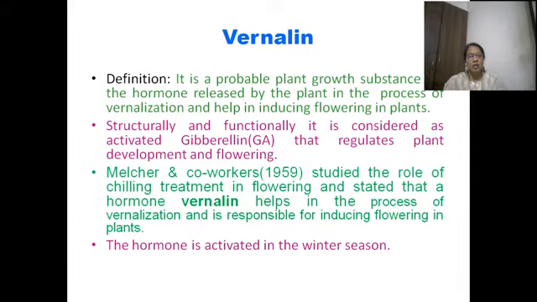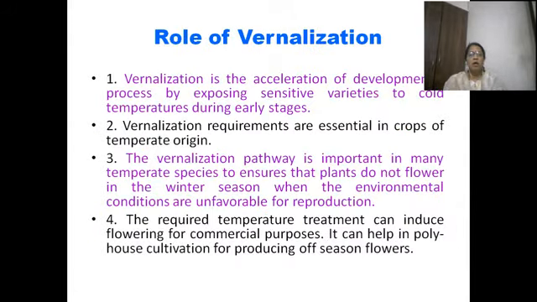Okay, the hormone is activated in the winter season, that is during cold condition only. When it is there, this hormone is activated. Now, as we had studied about the role of photoperiodism, we are going to study the role of vernalization. Okay, so vernalization is the acceleration of the developmental process by exposing sensitive variety to cold temperature during early stages.